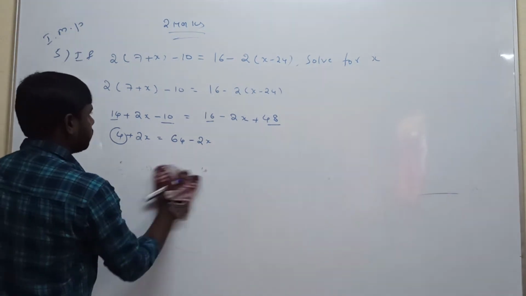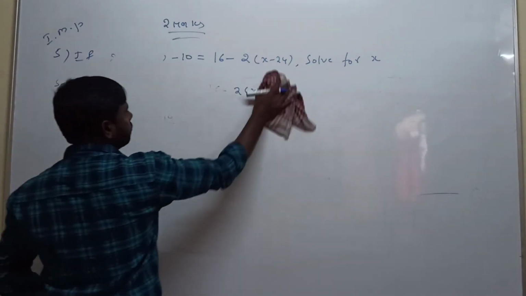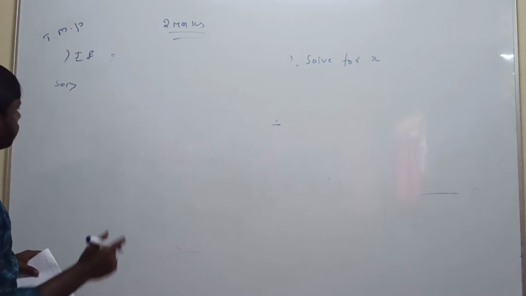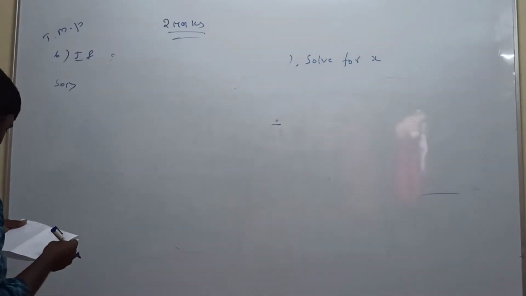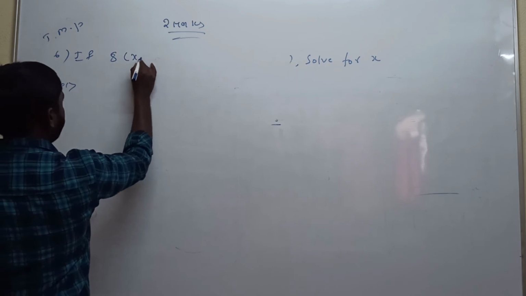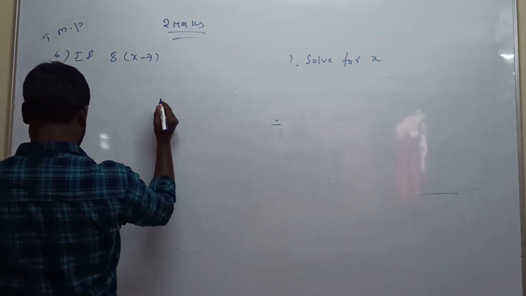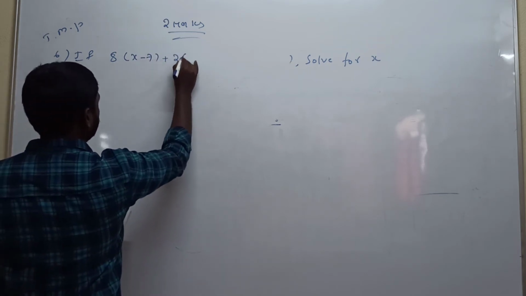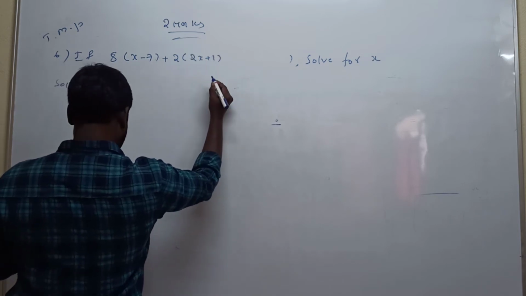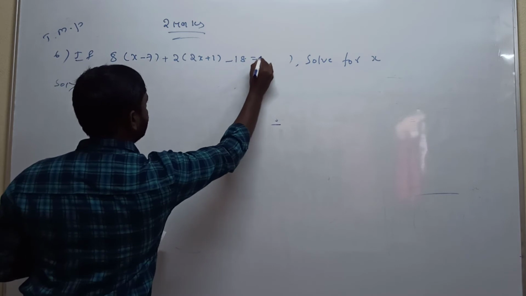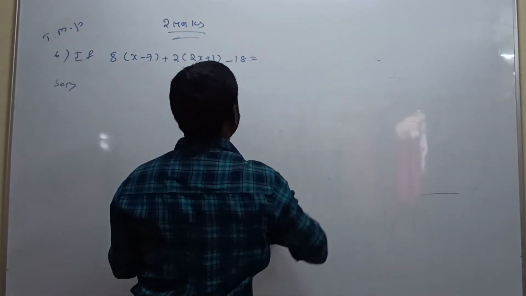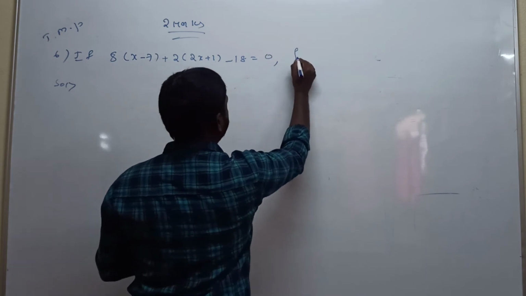6-1. This one is also a most important question. 8 into x minus 7 plus 2 into 2x plus 1 minus 18 is equal to 0. Find x.